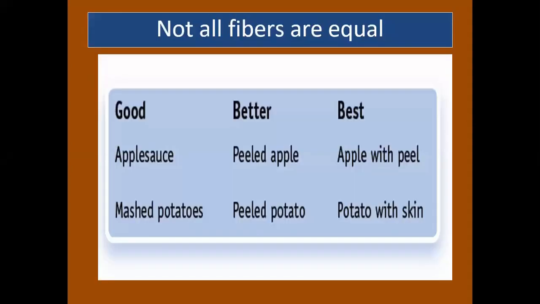This is a chart where not all the fibers are equal. Applesauce is a somewhat good one, where the peeled apple is better and apple with peel is the best one. So always use the apple with peel. Mashed potato is a good one, peeled potato is better, and potato with the skin is the very best one. So, what is in the skin of the potato? It contains the fibers, and that is responsible for minimizing different types of risks.